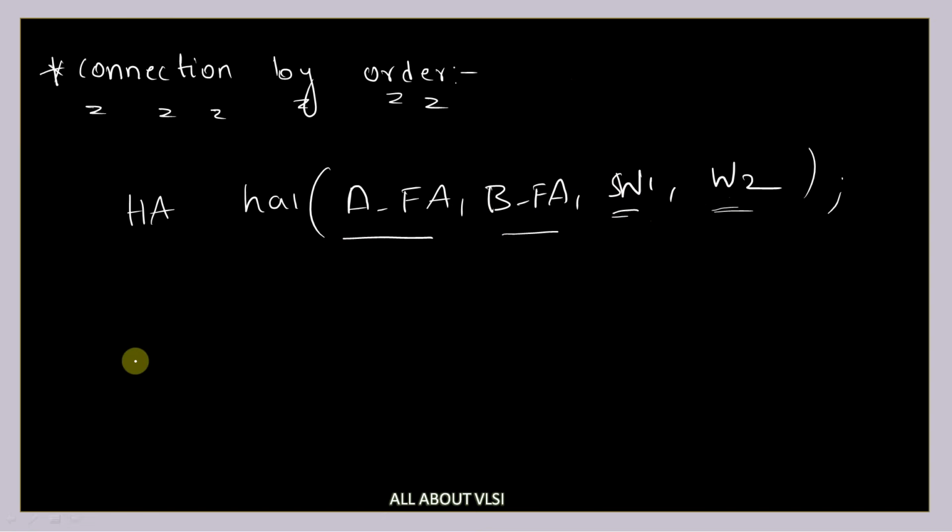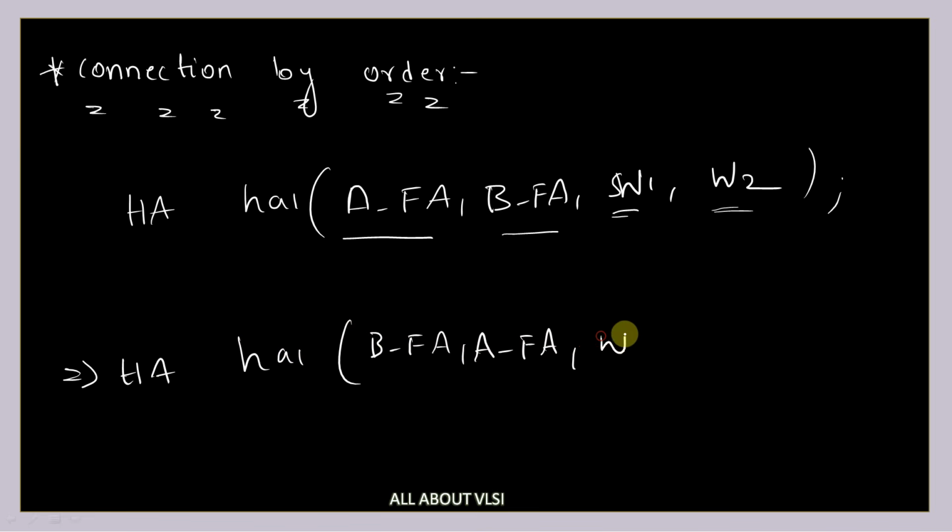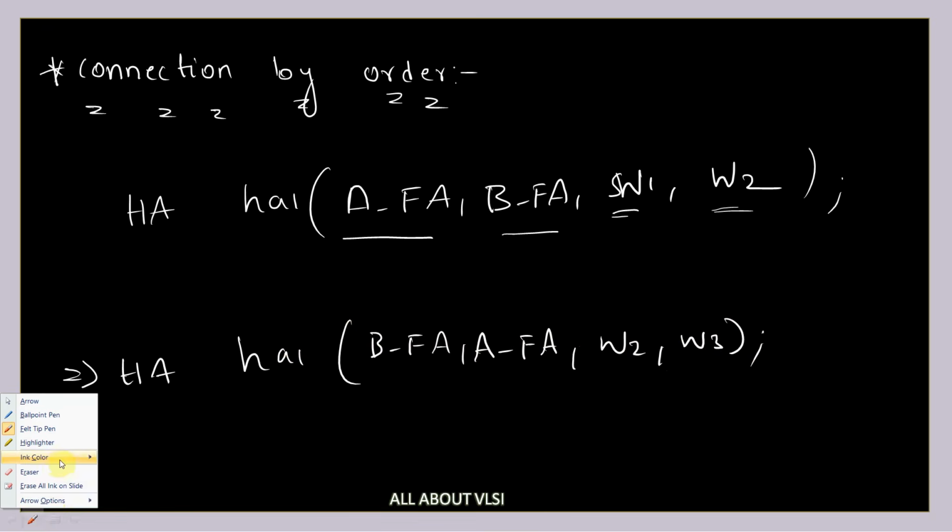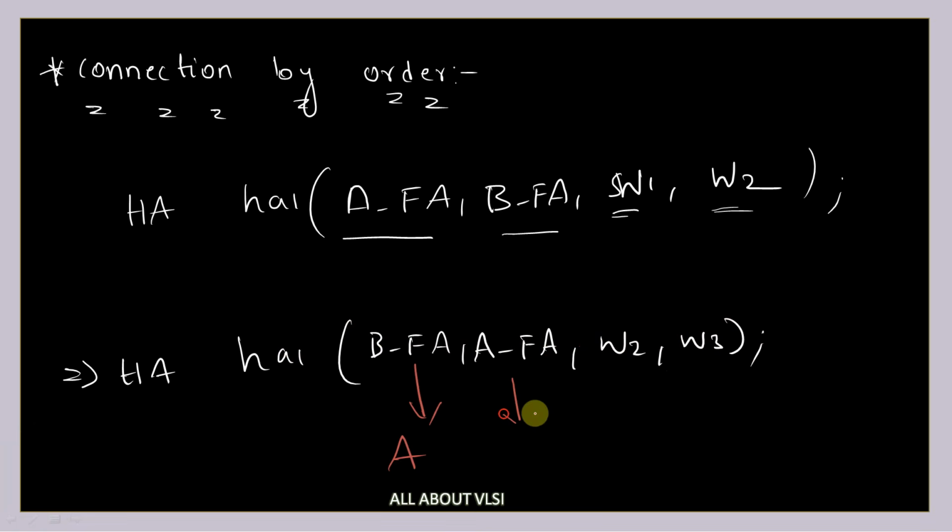Let's say suppose you are writing HA1 B_FA, A_FA, W2, W3. Then what will happen is B_FA will be connected to half adder A, and A_FA will be connected to half adder B, and this will be connected to sum, and this will be connected to carry. Because the order is A, B, S, C, but you're writing B, A, W2, W3, there will be a mismatch. This is wrong.